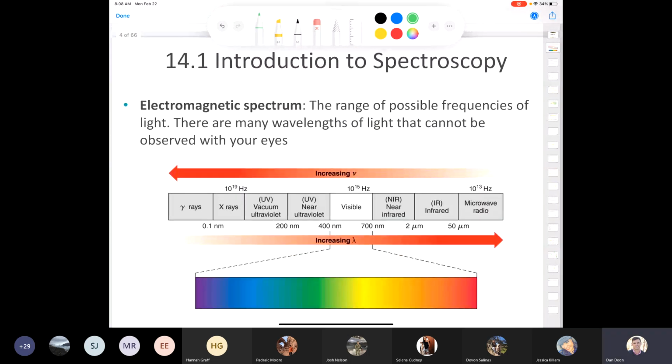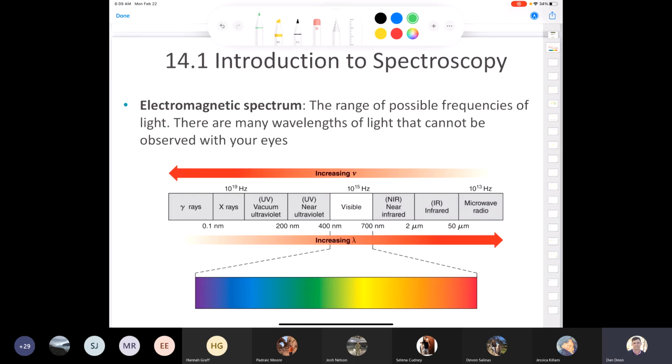So here's the electromagnetic spectrum right here. The electromagnetic spectrum is essentially the range of all possible frequencies of light, and it's arbitrarily divided into several regions by their wavelength. Okay, so different regions of the electromagnetic spectrum are used to probe different aspects of molecular structure. We'll talk about that later.